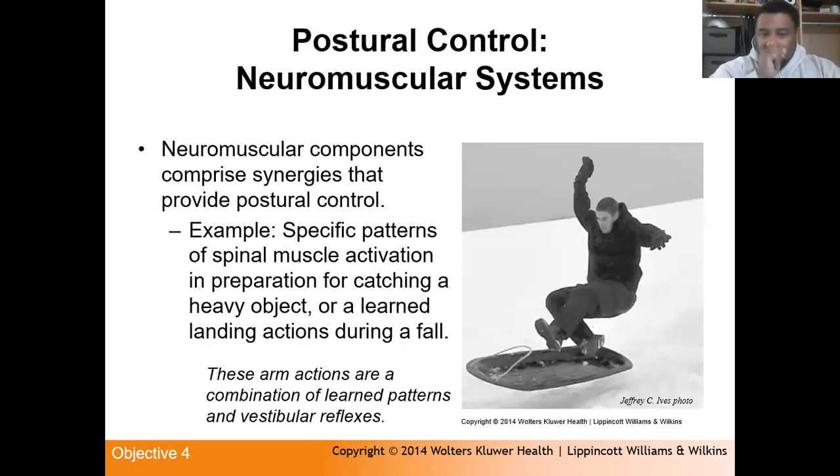Neuromuscular control. Neuromuscular components comprise synergies that provide postural control. The example it gives is specific patterns of spinal muscle activation in preparation for catching a heavy object or for landing actions during a fall. It's using what his body is used to when he's about to fall down, or how his body is going to fall down. It's the patterns that you always do, that your body starts to remember, and then your postural control goes along with that, because it knows how it's going to react when something like that happens.